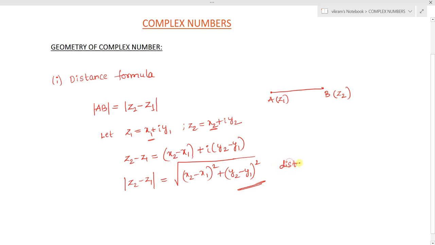That is the distance between any two points in the Cartesian plane. In the Argand plane, the two points are represented by the complex numbers z1 and z2, and the distance between them is represented by mod of z2 minus z1.